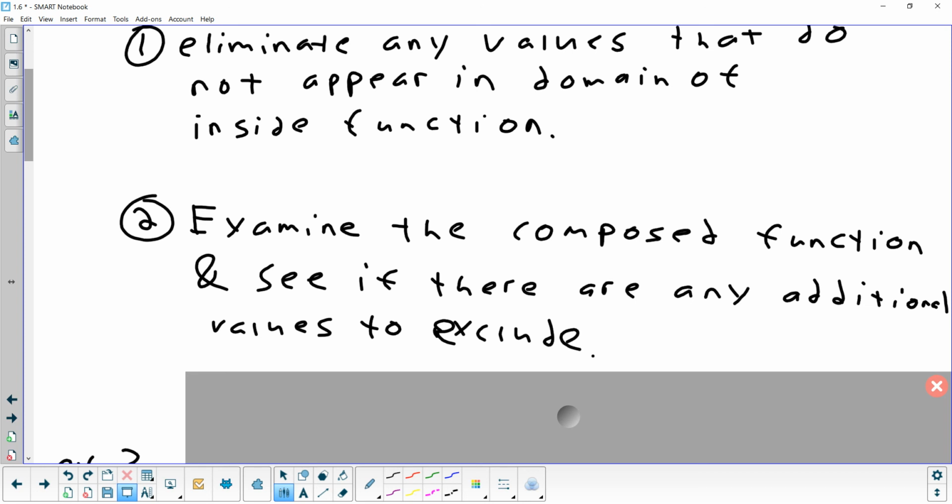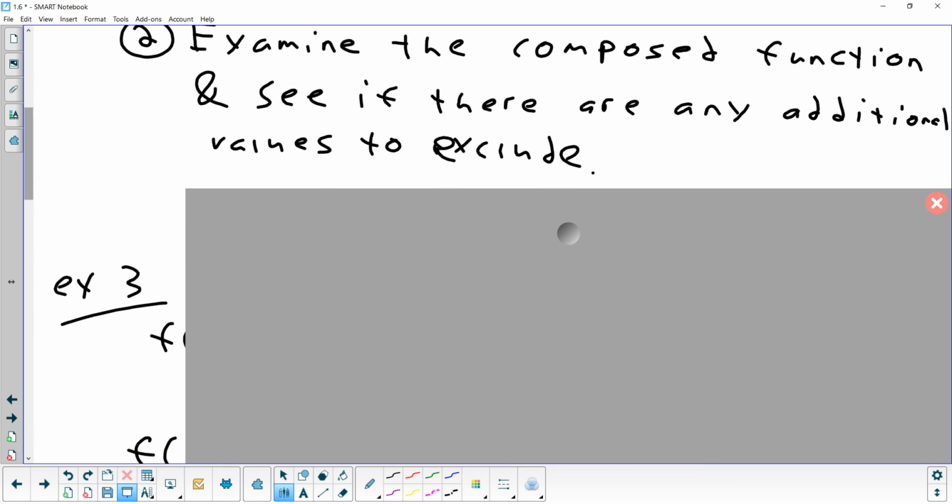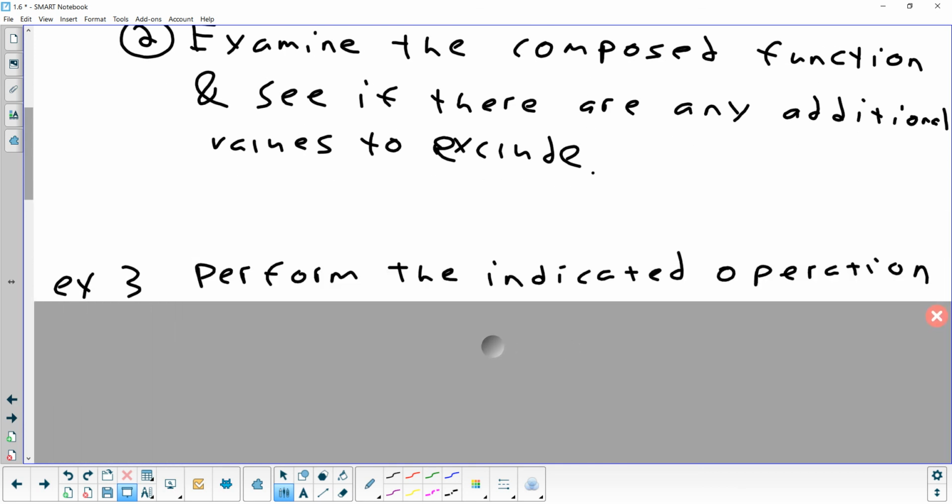So look at your final answer and see if there are any other values you have to filter out based on the composed function. You know you have to filter things out when one of two things happens. Is there a square root in the problem? Or is there a fraction with a variable in the problem? Either one of those things comes up, you have to filter some numbers out. And that's pretty much it. That's the most complicated thing today. Just following those two rules.